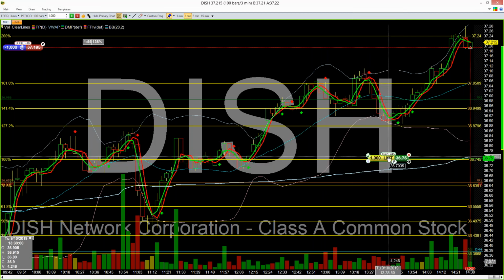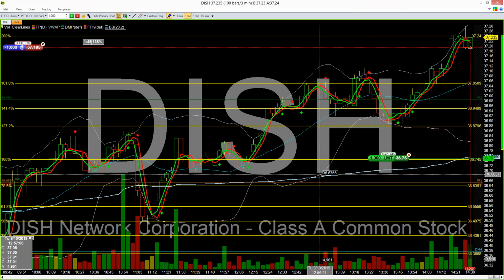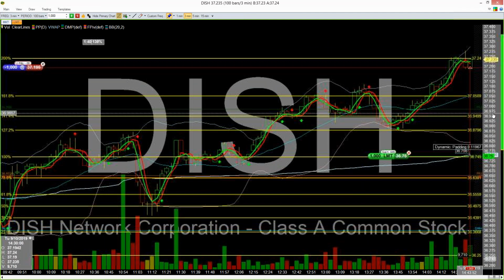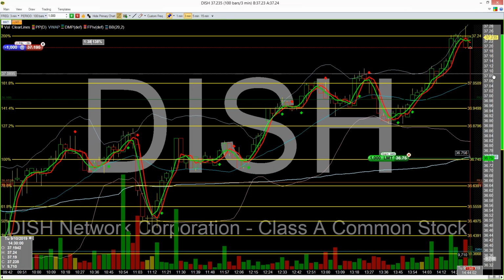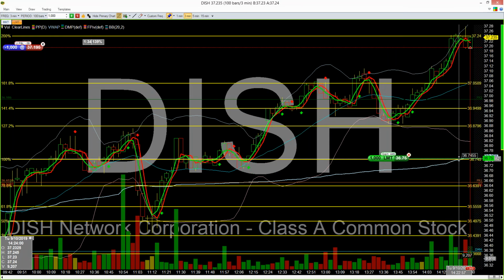So that's a potential of just about 45 cents. My risk on this would not be much more than 10 or 15 cents. So if it goes back up, breaks the high of the day, gets up to 37.30, I would look to bail out. That would be my target down here.